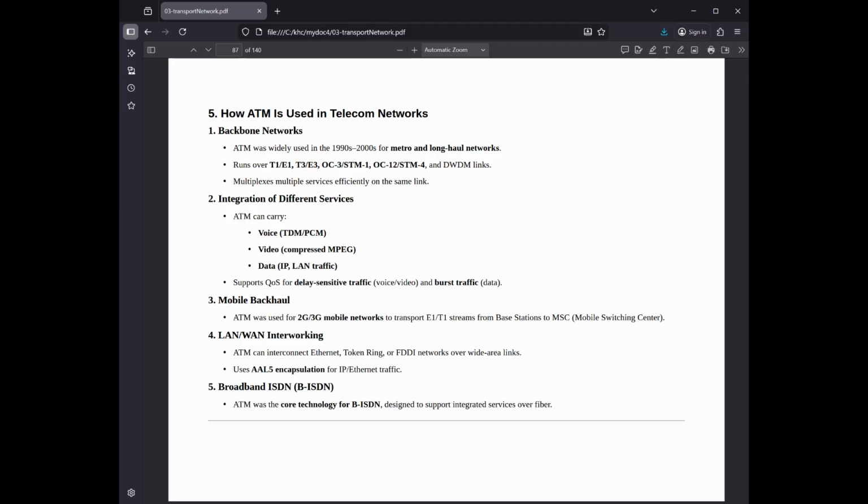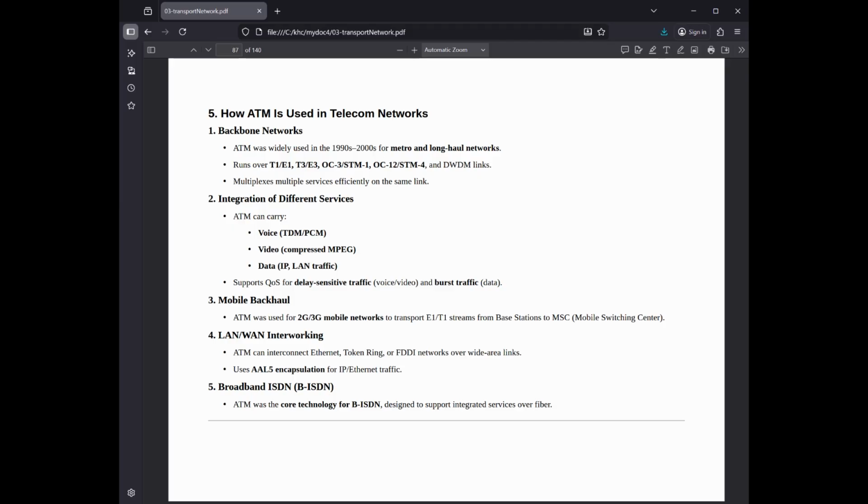ATM as a backbone network. In a telecom backbone, ATM acted as the high-speed glue that connected different regional networks. Core switching, massive ATM switches sat at the center of the network, routing millions of cells per second. Because ATM is connection-oriented, the backbone could guarantee specific paths and speeds for different types of traffic.